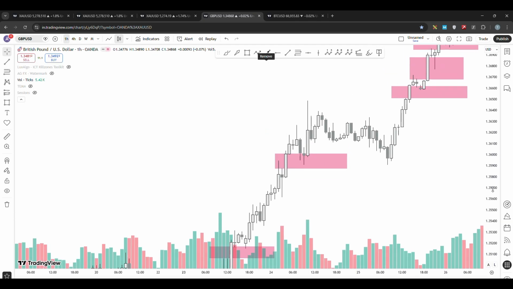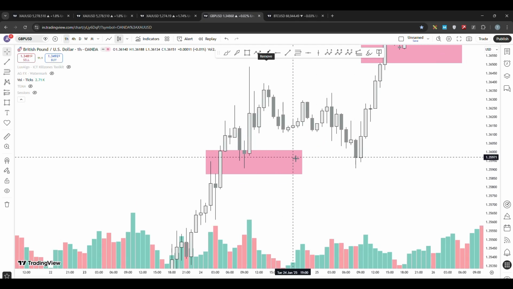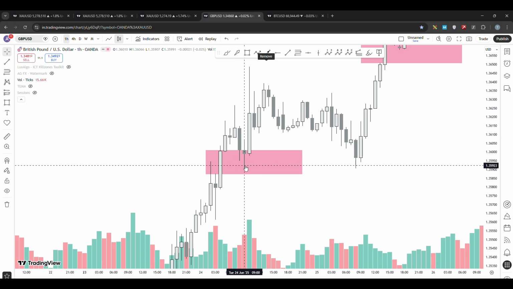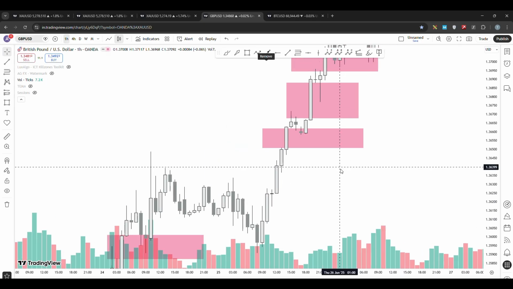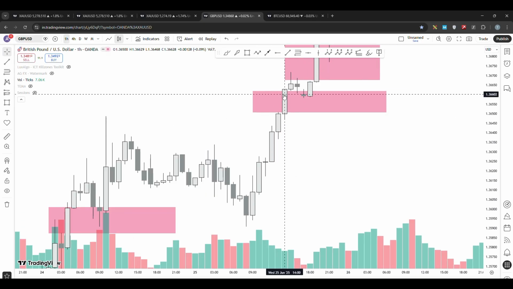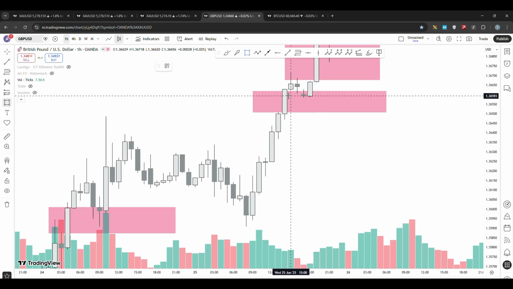Similarly, we can see there is another example over here where the market created this fair value gap, then it taps into it, and after that the market expands and targets the last liquidity, right? Now in this push to the upside, you can see that there were multiple fair value gaps. This was the first fair value gap.